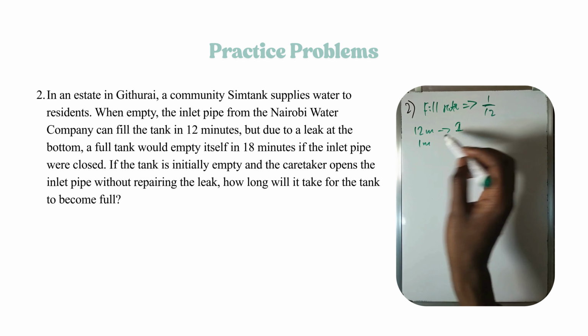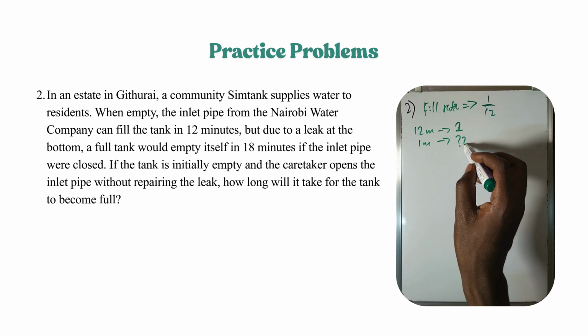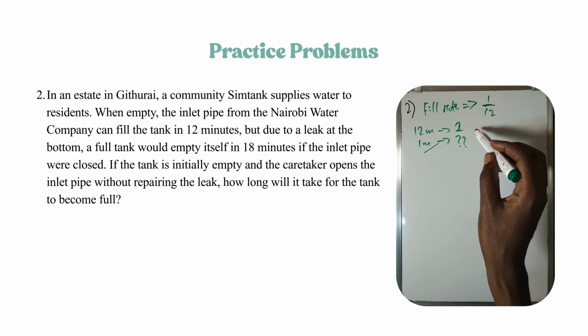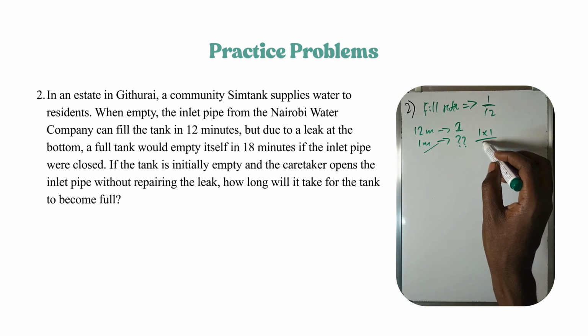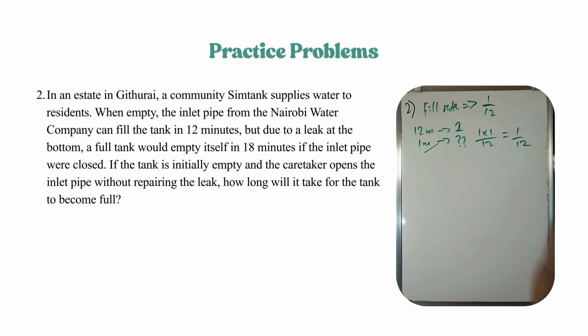Then what about 1 minute? So you cross multiply. This is 1 times 1, and then you'll have 12 here. That's where we are getting 1 over 12. So if you take 12 minutes to fill the tank, the whole tank represents 1. So 12 minutes will be 1. And then we need to find the rate. For 1 minute, it will fill 1 over 12 of the tank.